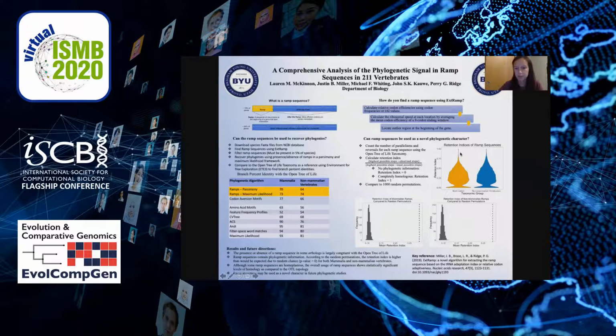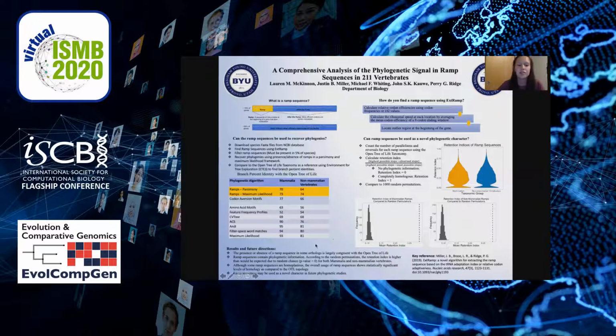This chart shows that many ramp sequences do have phylogenetic information, although some of them are homoplasious, as you can see by the zeros here. We wanted to know if that's a good result, so we did 1,000 random permutations. We shuffled up the Open Tree of Life 1,000 times and repeated this process. And here in these graphs, you can see that the 1,000 random permutations resulted in much lower retention indexes than our actual, which is shown way off here to the right by this dotted line. So this shows that there's an empirical p-value of 0, and it shows that ramp sequences do contain phylogenetic information.